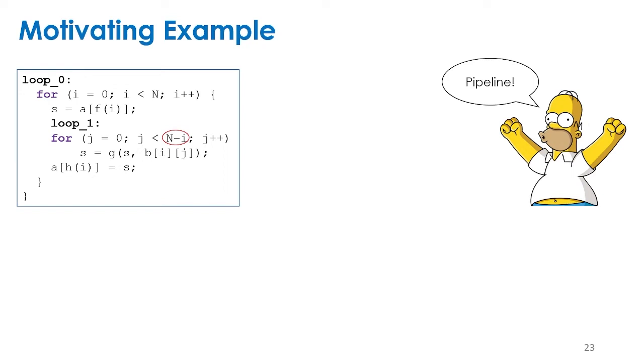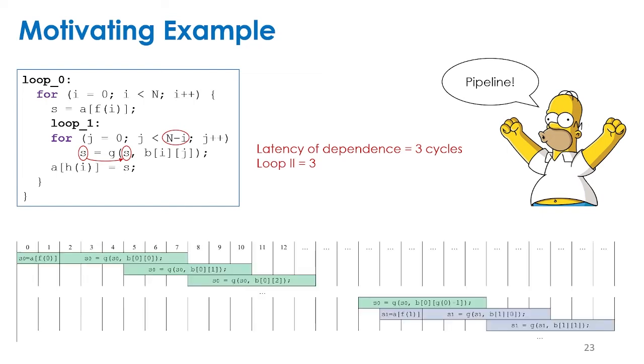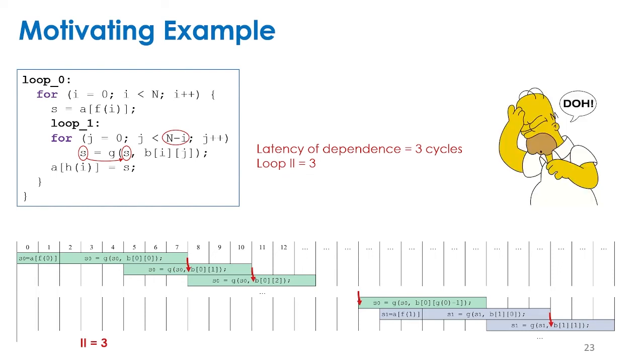Okay, let's try dynamic pipelining. The second issue is that in the inner loop, the variable s has a carry dependence on its last iteration. The dependent operation has a latency of 3 cycles, leading to a minimal loop II of 3. And here is the pipeline schedule of the code. Although the outer loop is pipelined, where the second outer loop iteration is executed in parallel with the first outer loop iteration, the overall II is still 3 because of the dependence on s.